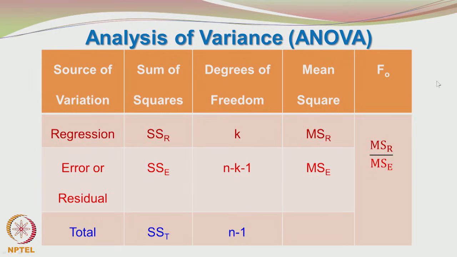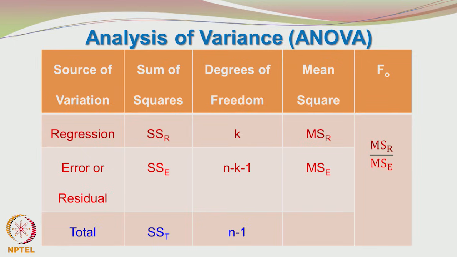So, again we come to the very familiar by now analysis of variance table, where we have the source of variation in the first column, sum of squares in the second column, degrees of freedom in the third column, mean square in the fourth, and the F value in the fifth. So, we compare the regression sum of squares with the error sum of squares, but not immediately. We first have to find the mean squares.